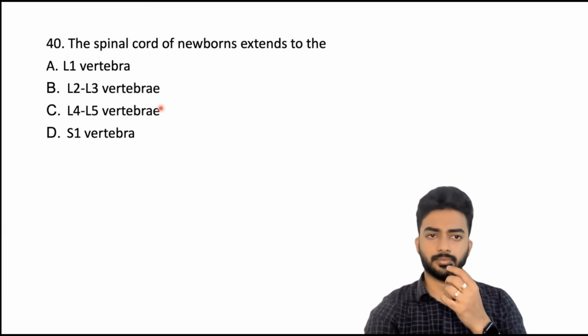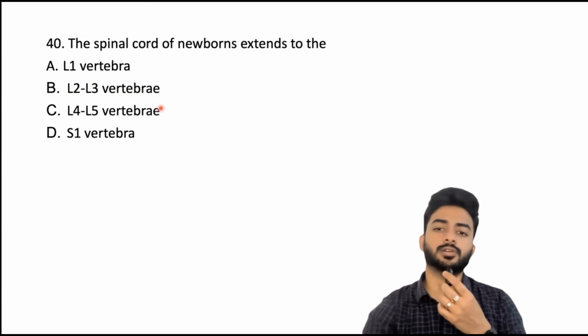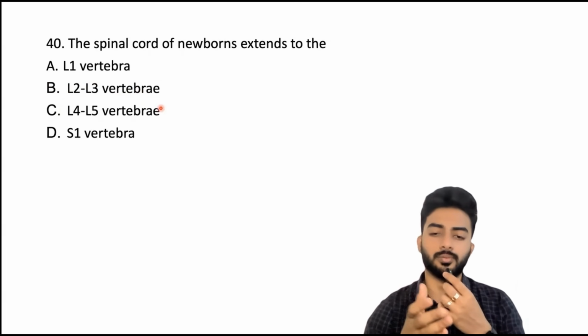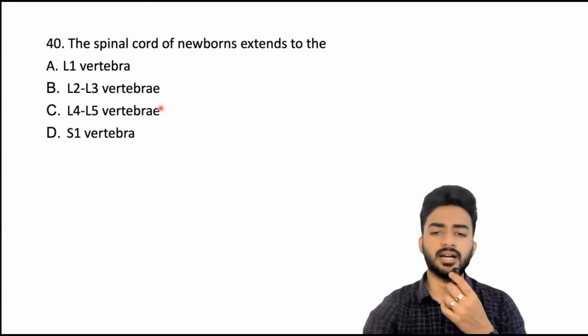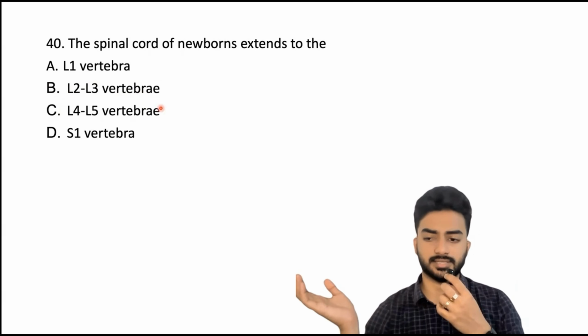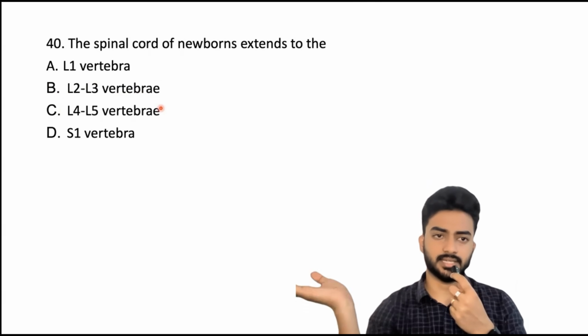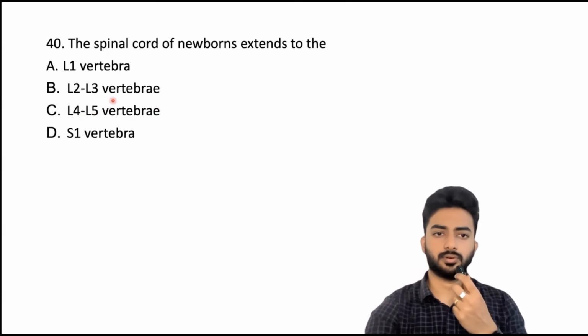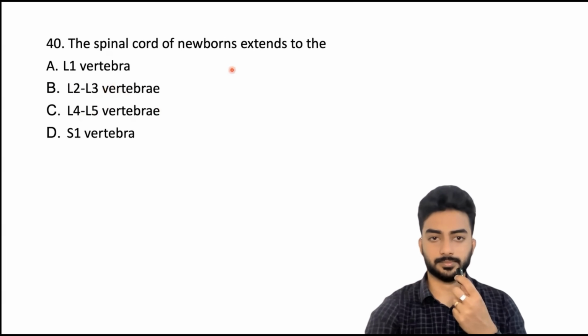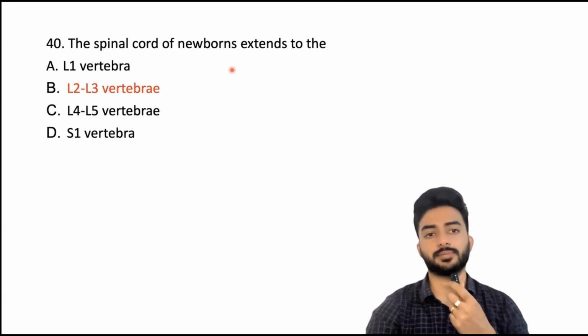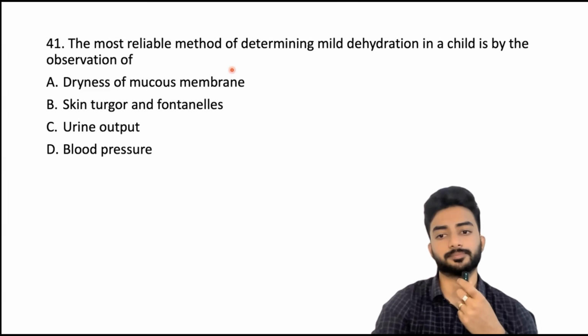You should also see about the spinal cord and the dural sac levels of newborns and adults. In adults it is L1 and the dural sac is S1, whereas in newborns the dural sac is S3, and we have already seen L2, L3 for the spinal cord of newborns. Answer is B, L2, L3 vertebra.